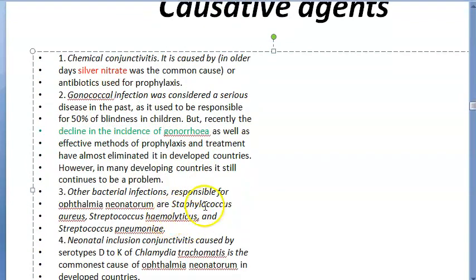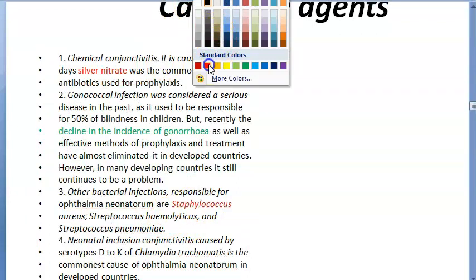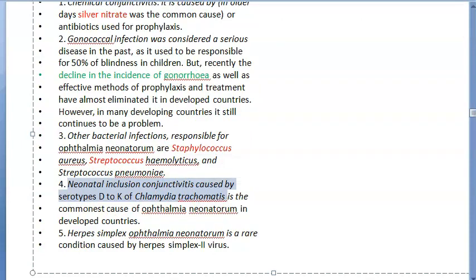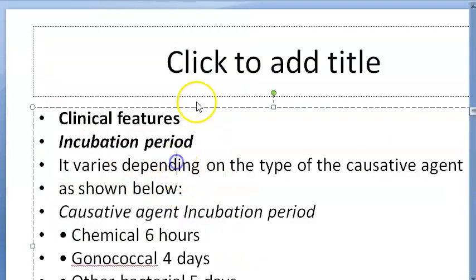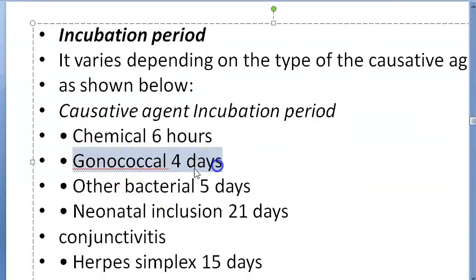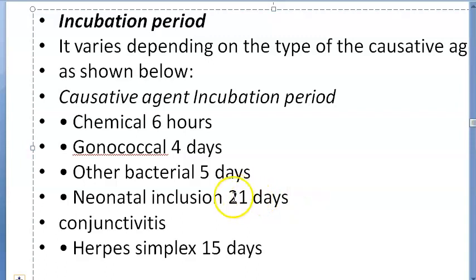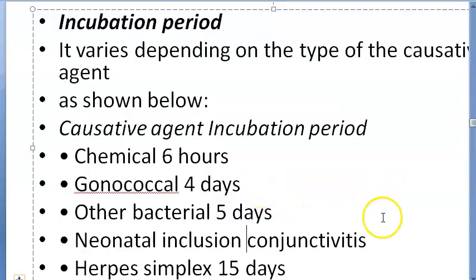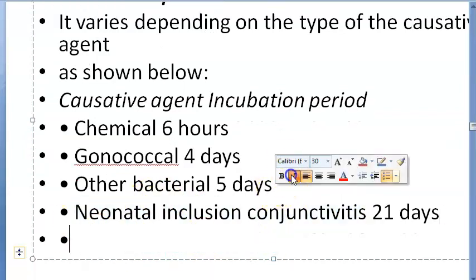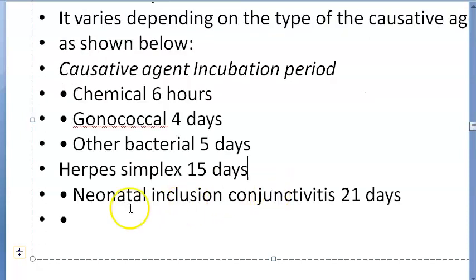Then what else will you see here? Other bacterial, you should remember now. Wherever you see, you will say Staphylococcus, Streptococcus, standard things you will write. Then we already told you neonatal inclusion conjunctivitis, Chlamydia trachomatis, serotype D to K, right? Then herpes simplex virus, herpes simplex 2, okay? Then what else? Clinical features, incubation period, we already told you, this you have to know. Chemical means 6 hours, gonococcal 4 days, other bacterial 5 days, neonatal inclusion conjunctivitis will be 21 days. This is the Chlamydia trachomatis, then herpes simplex. See, first herpes simplex we'll put, and then it will be in order, right?